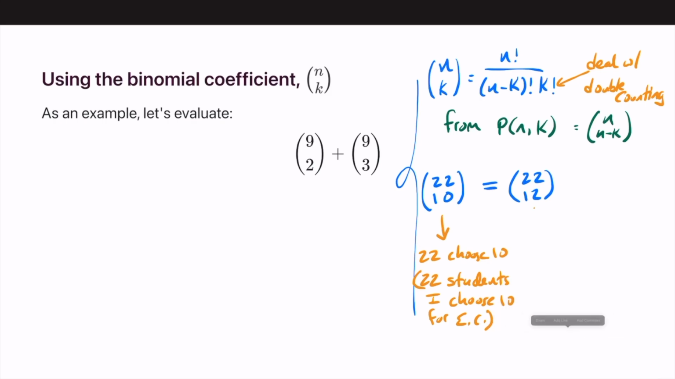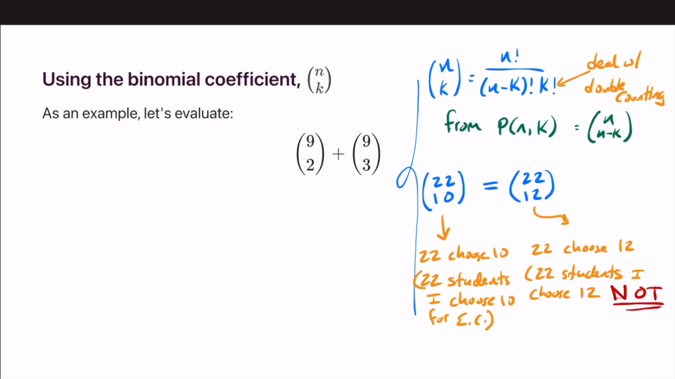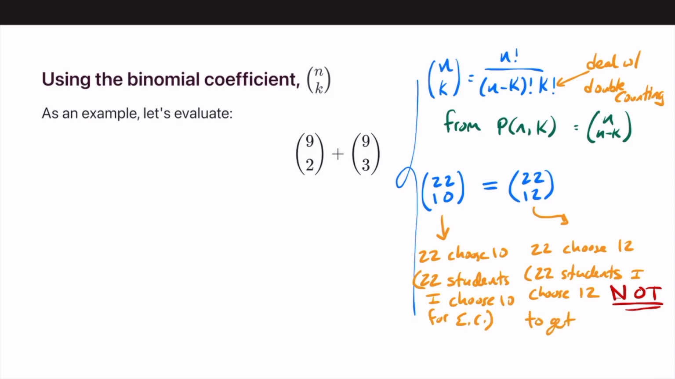Okay, so how would we write this? We would say 22 choose 12. Or I could say 22 students, and this is not like a trick or anything, but 22 students, I choose 12, I'll do this in red, not to get extra credit. So we just see that our total probability space is 22. And here I'm choosing 10, or I'm choosing 12. 10 plus 12 equals 22.